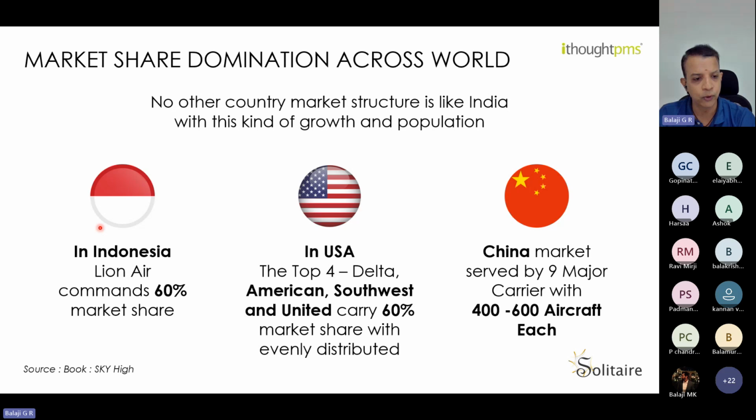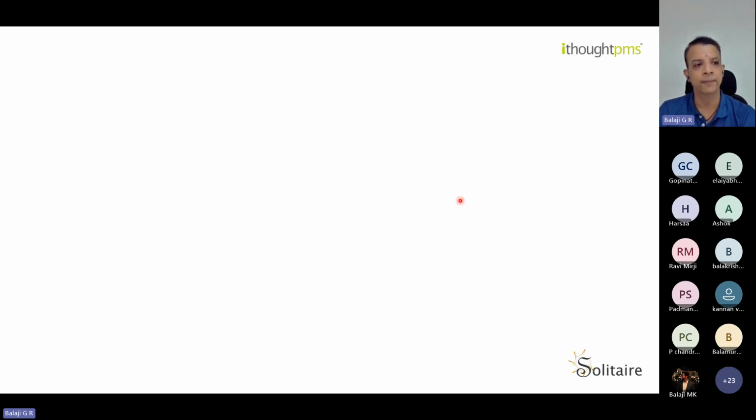To put in perspective, if you look at Indonesia, Lion Air has 60% market share. In the USA, interestingly, American Airlines, Southwest, United, Delta all carry a reasonably equal market share, with all four put together close to 60. China is served by 9 major players with an aircraft base of 400 to 600. So I think in every market there are more players. Maybe Indonesia is too small, but still Indonesia has Lion Air as commanding. But in India, which is a very large and growing market, Indigo has gone to 63. I would say this will probably be the highest market share by any company in any country.